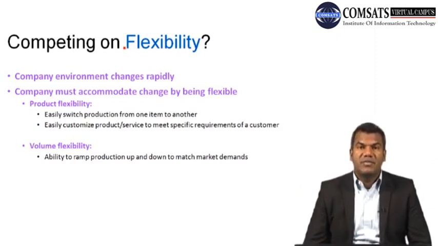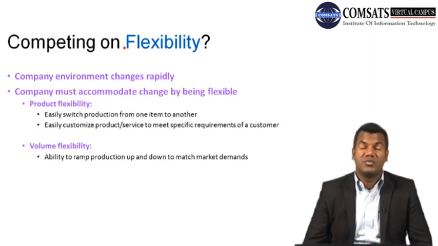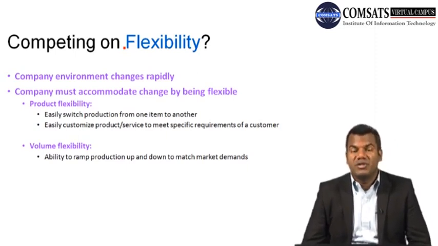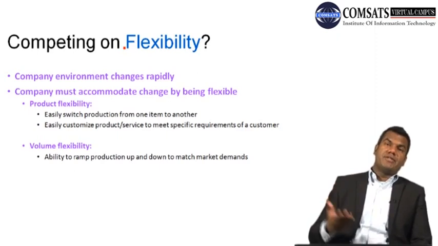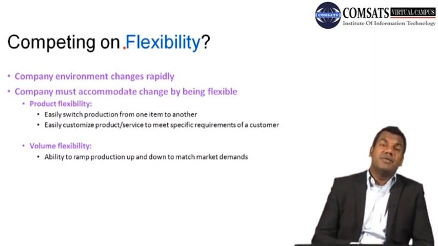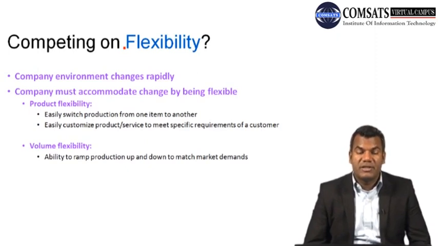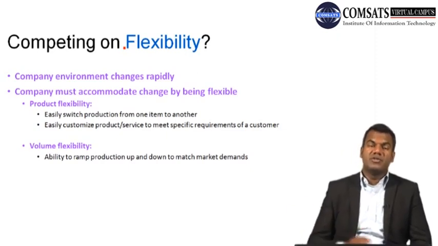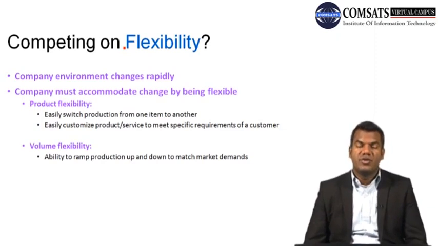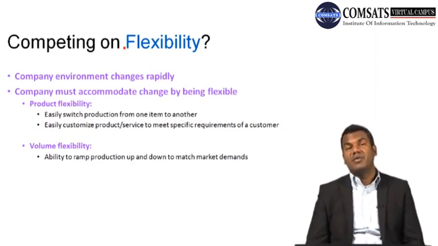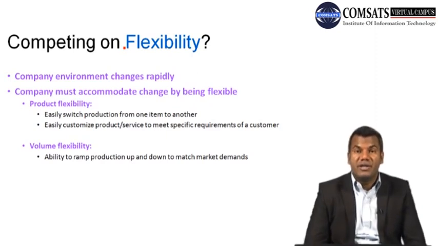But as the company environment keeps on changing, your political scenario changes, your economic scenario changes, your social demography has changed. So it is directly going to affect your operations. So whatever changes are coming, we should have so much flexibility in our operations that we can stay abreast of these changes. Now in product flexibility, first, switch production from one item to another. That is, you are switching your product. Number two, easily customize the product to meet the specific requirements of a customer. Your production line has so much capacity that if a customer asks you for a customized product, you can make that product very easily.